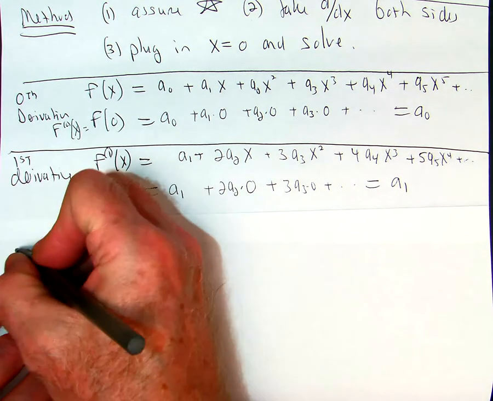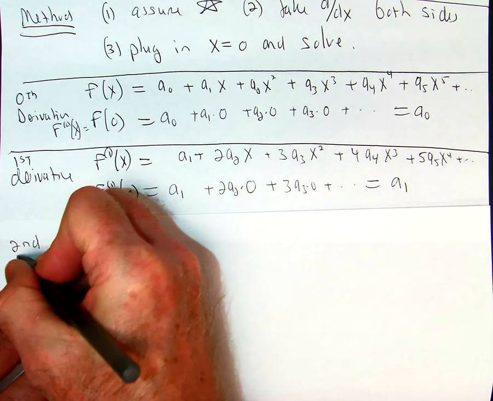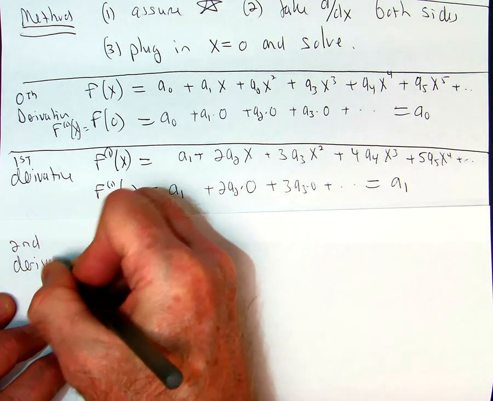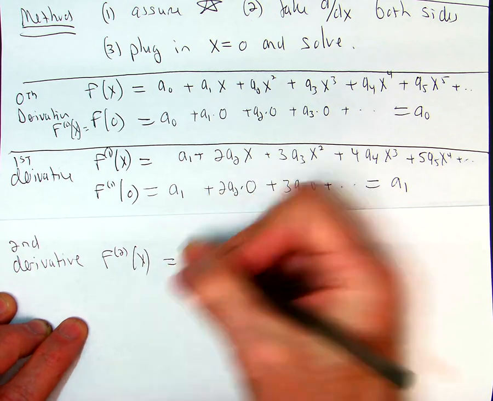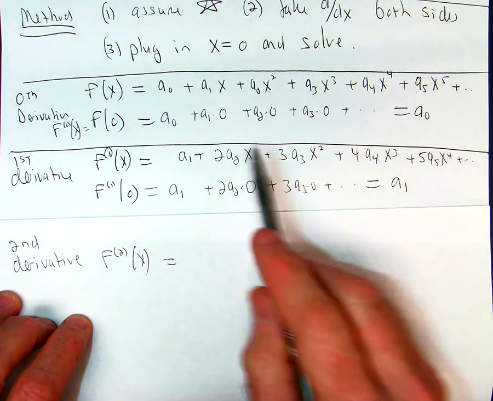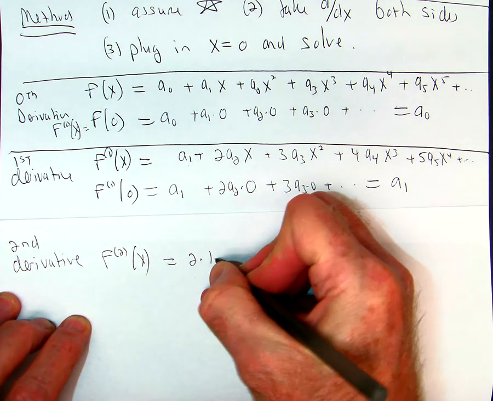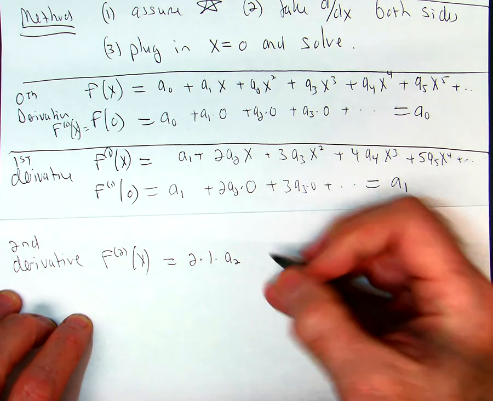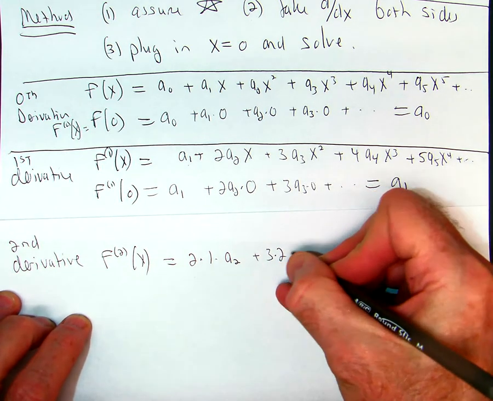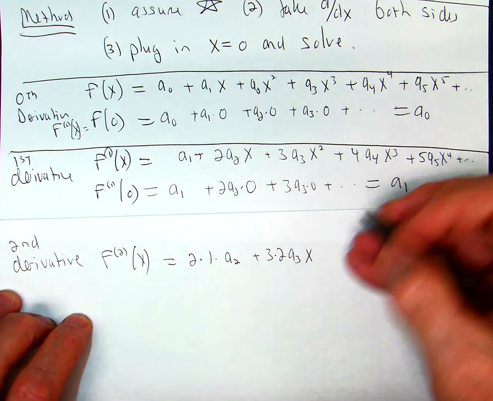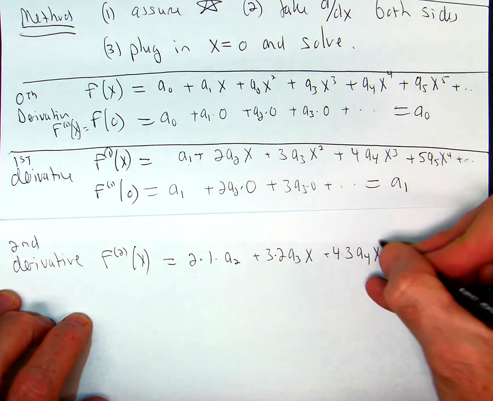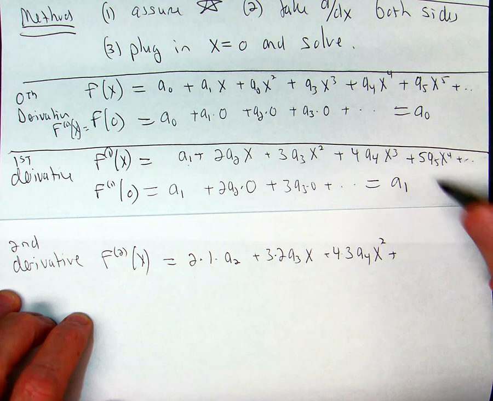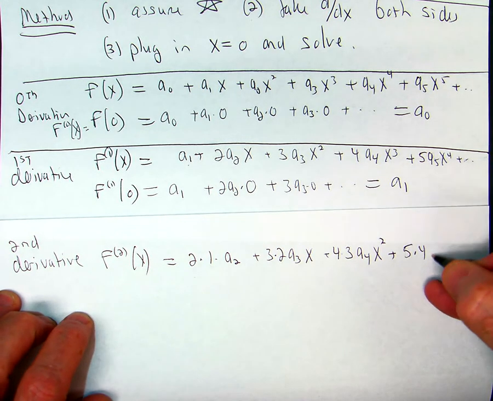So now I take the second derivative. So that's going to be the derivative of this, 0. I'm going to get 2 times 1 times a2. I'm going to get 3 times 2 a3 x, and so forth. 4 times 3 a4 x squared. And finally, this last one, 5 times 4 a5 x cubed.